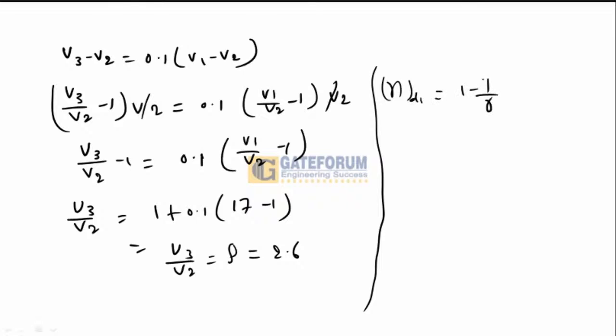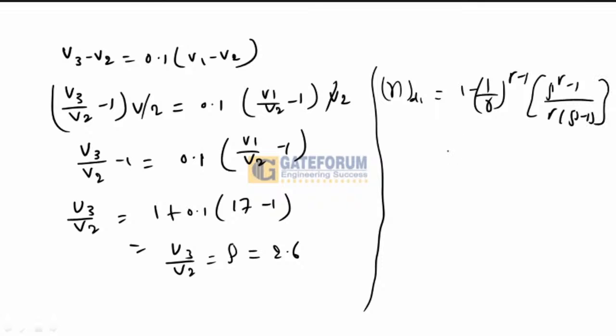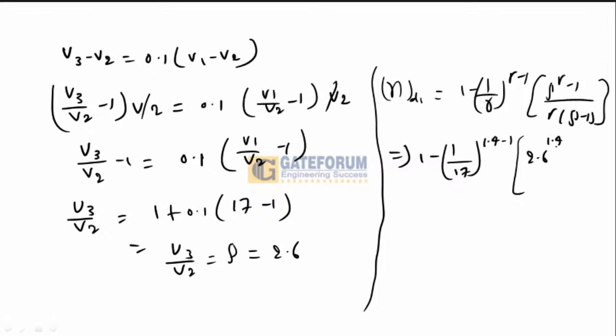1 minus 1 upon r power gamma minus 1, into rho to the power gamma minus 1 upon gamma into rho minus 1. This thing you have calculated very easily. So 1 upon r is 17 power 1.4 minus 1, and inside the bracket rho is 2.6, so 2.6 power 1.4 minus 1 upon 1.4 into 2.6 minus 1. If you solve, dear friends, then you will get the value, and this comes out to be 59.6%.